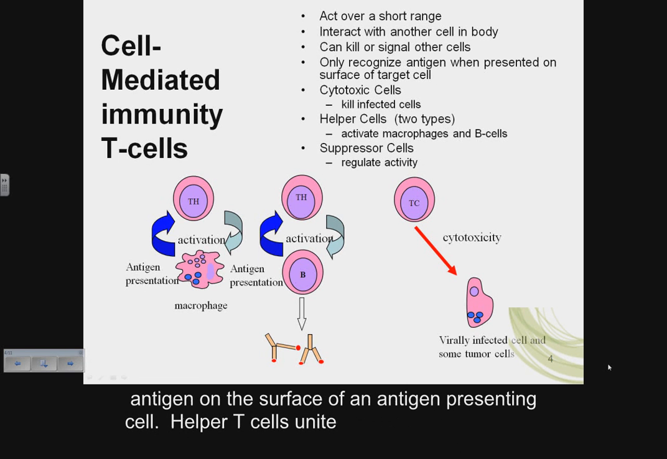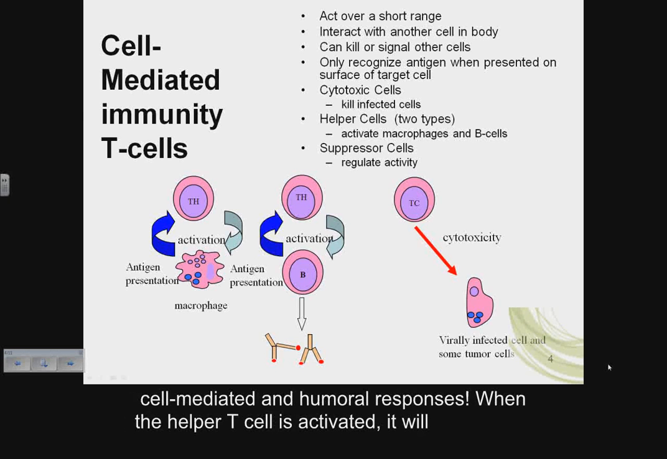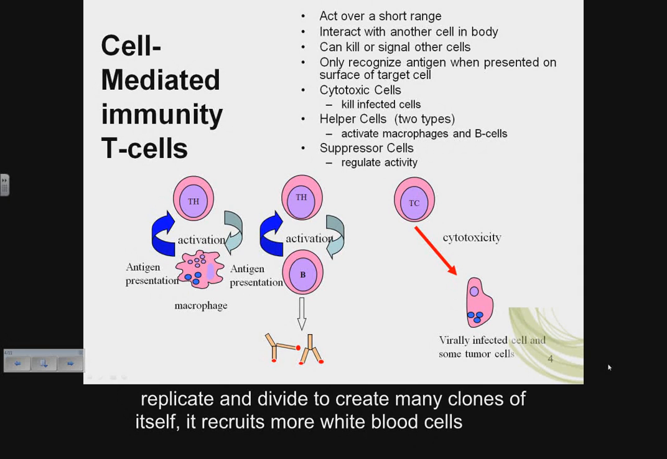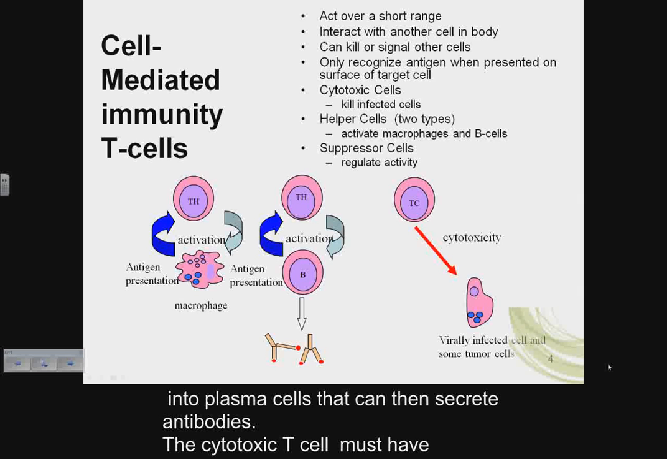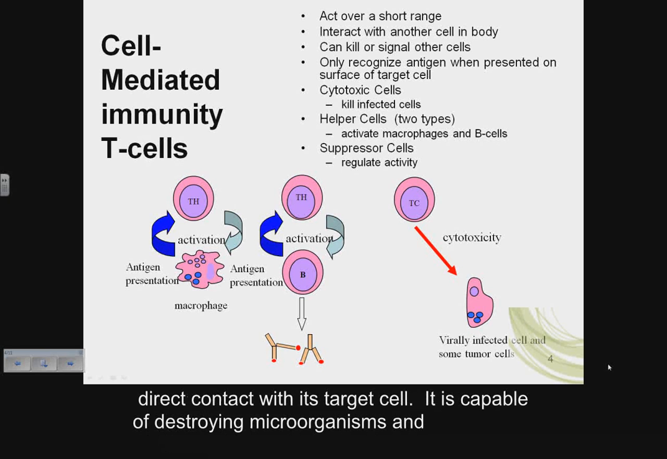Helper T cells are activated when their receptors bind to an antigen on the surface of an antigen-presenting cell. Helper T cells unite cell-mediated and humoral responses. When the helper T cell is activated, it will replicate and divide to create many clones of itself. It recruits more white blood cells into action. It can stimulate cytotoxic T cells, and it can stimulate B cells to mature into plasma cells that can then secrete antibodies.